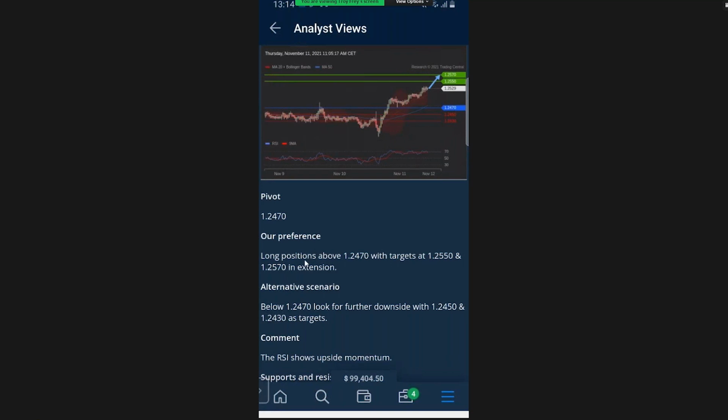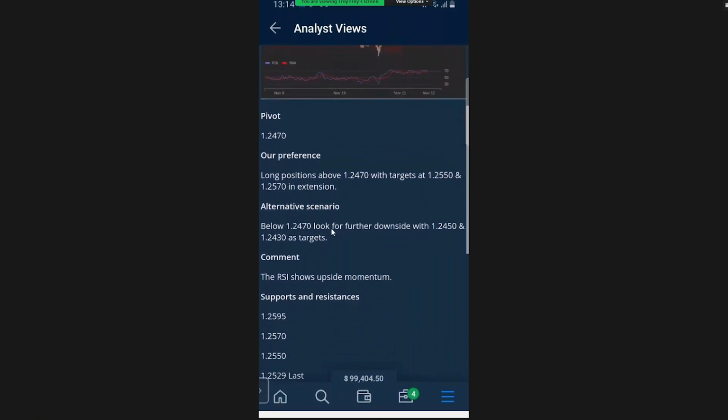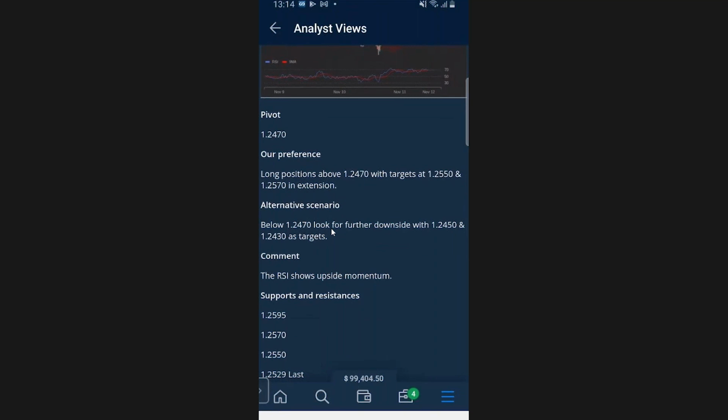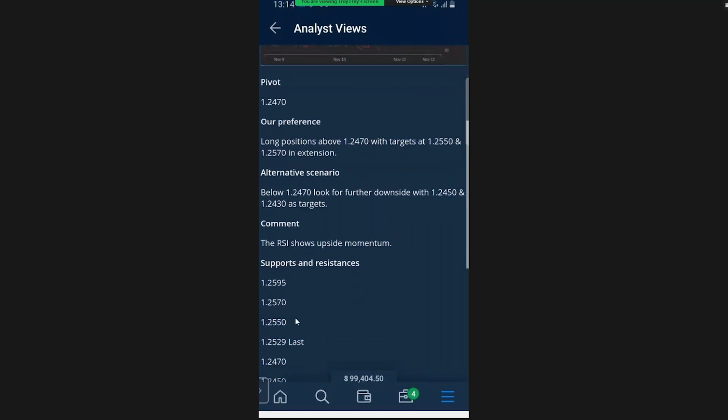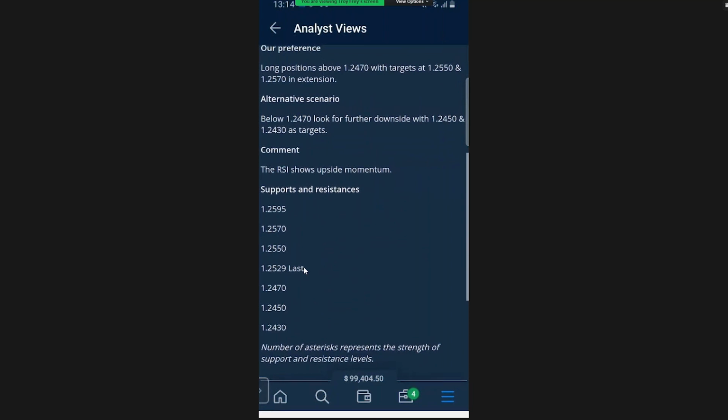Now the opposite, the alternative scenario they suggest: if the price drops below 124.70, look for further downside with 124.50 and 124.30 as targets. So a good 20 to 40 pips down as a target if you think it's going to drop below 124.70. And the signal goes on to list your support, your resistance levels, and the last one that it crossed at the time of the signal.